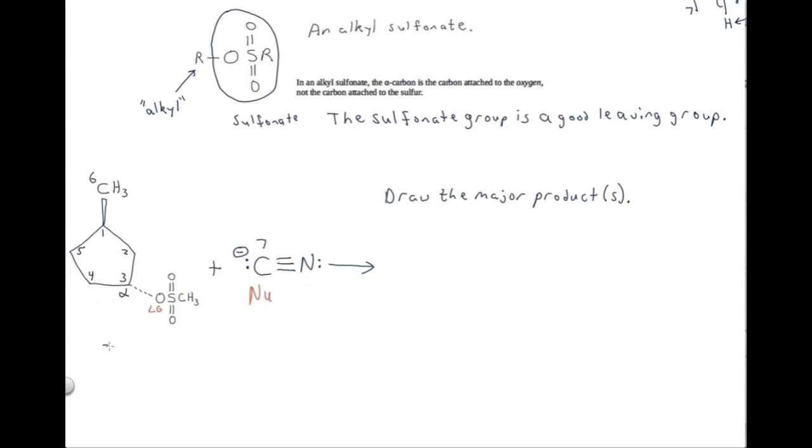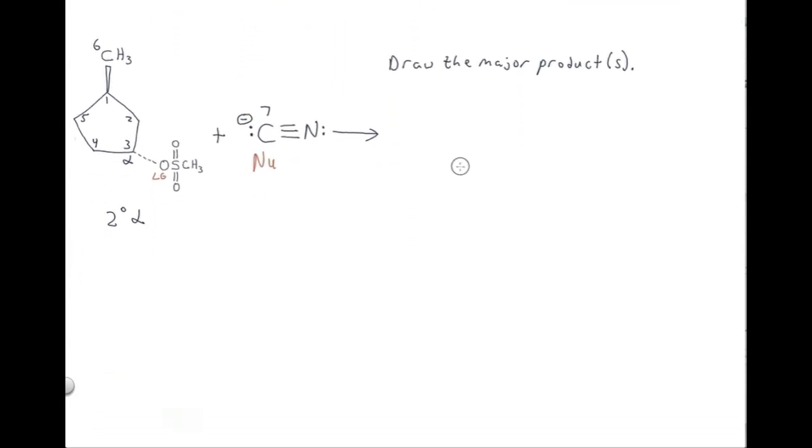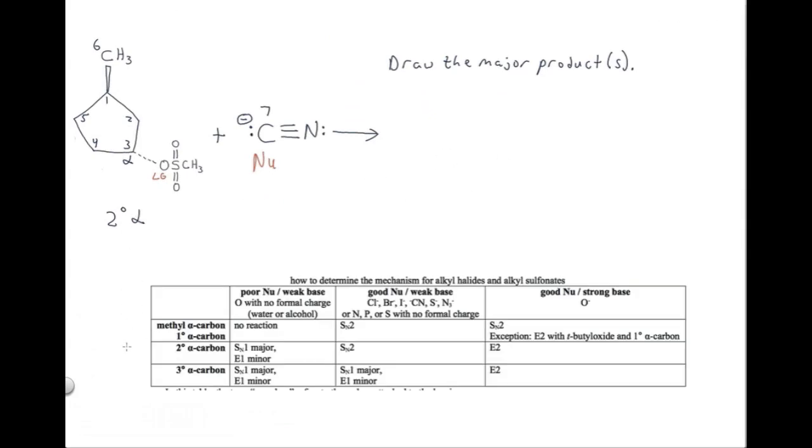Our alpha carbon here is secondary. We have a secondary alpha carbon because it's attached to two carbon chains, a carbon chain starting with carbon 2 and another carbon chain starting with carbon 4. Now we can use our table to determine the mechanism. A secondary alpha carbon means we're using the middle row of the table. And our nucleophile is this CN-. And you can find that CN- here in the middle column of our table. Good nucleophile and weak base. So since we're here in the middle column, the mechanism is SN2.